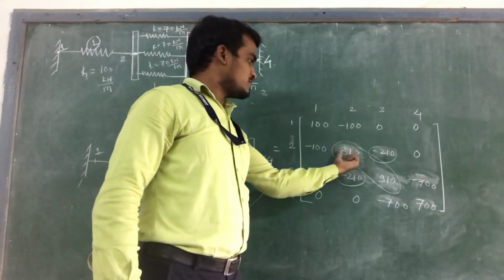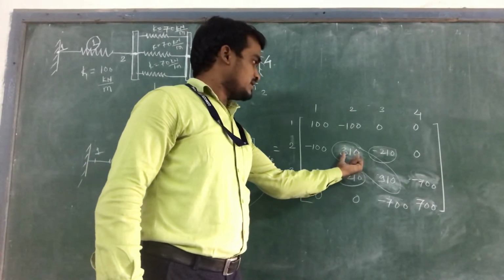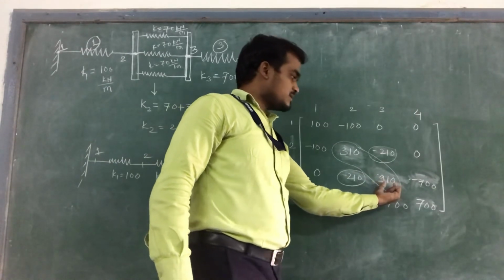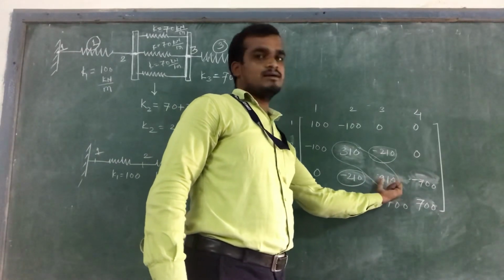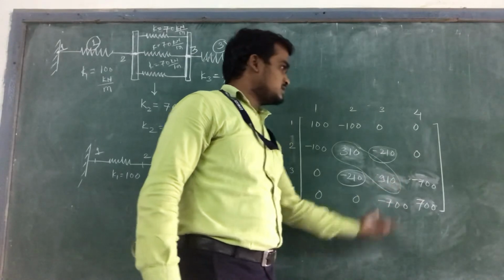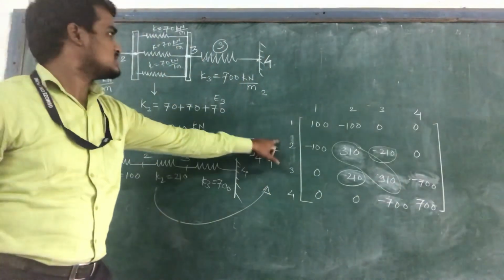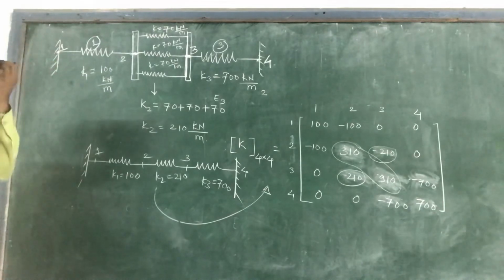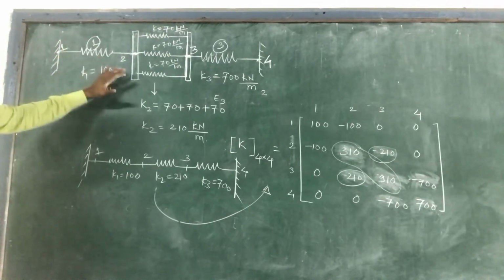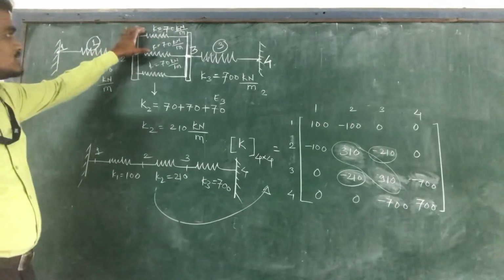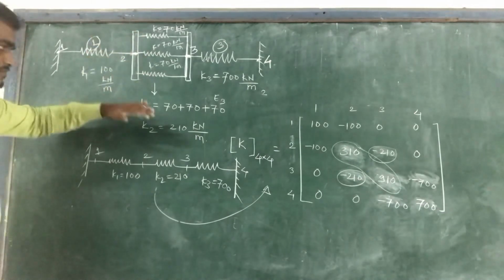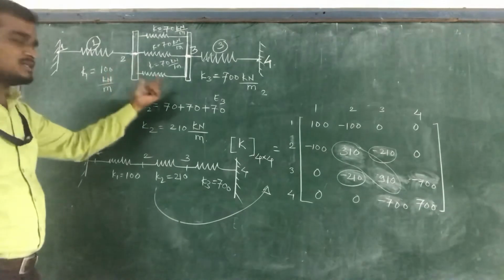So here 100 plus 210 will become 310. And here 700 plus 210 will become 910. So this is the final global stiffness matrix for this spring system. For such types of problems, you need to convert this parallel spring system into an equivalent spring system.